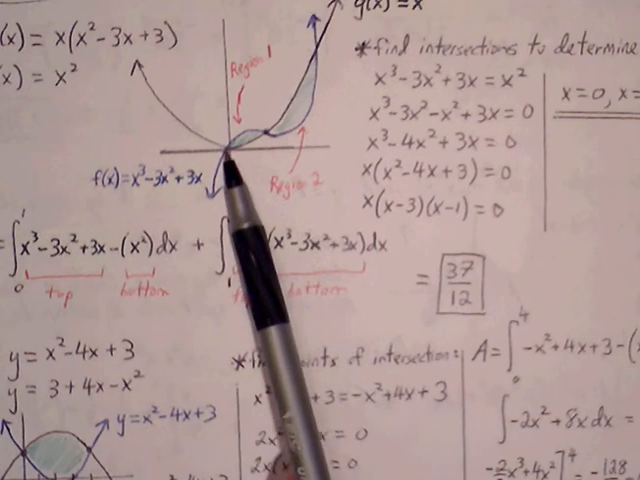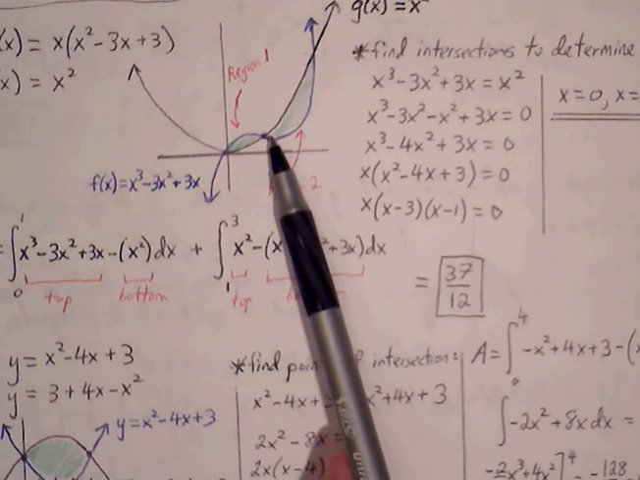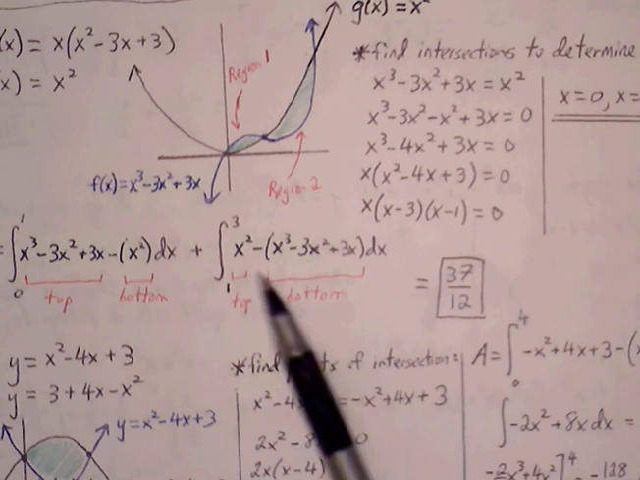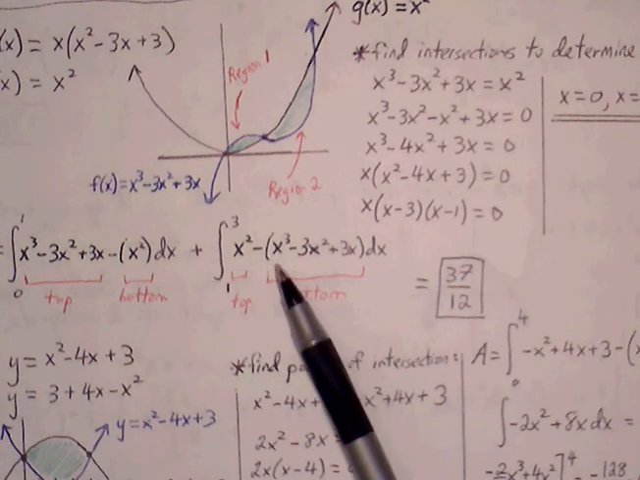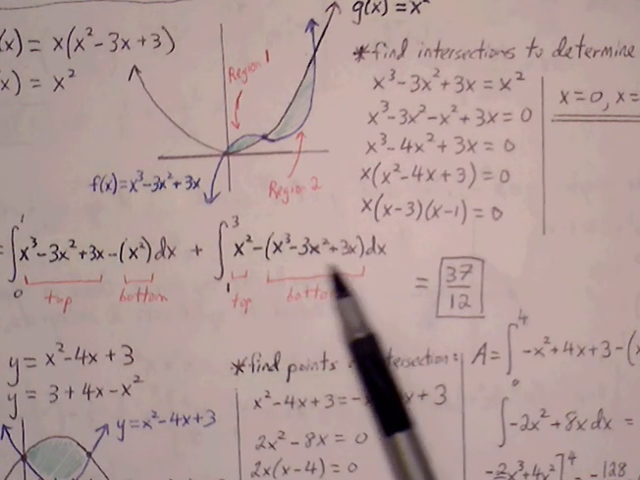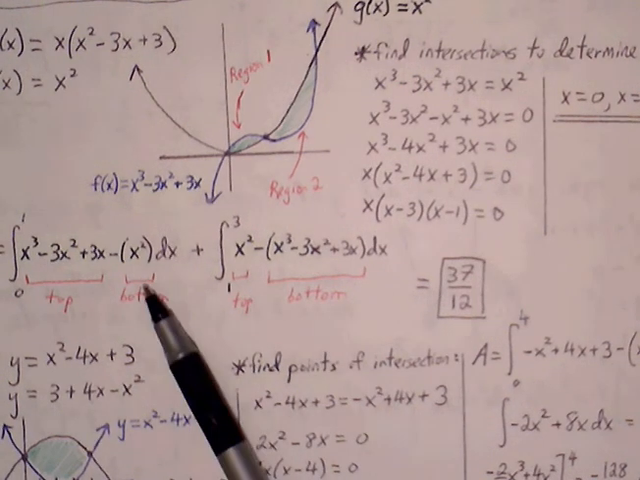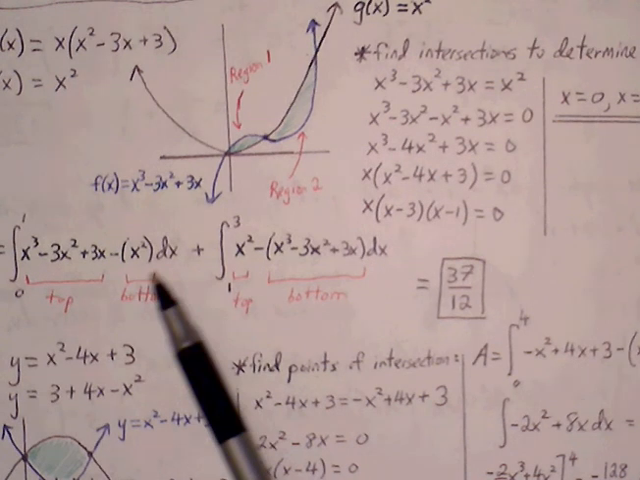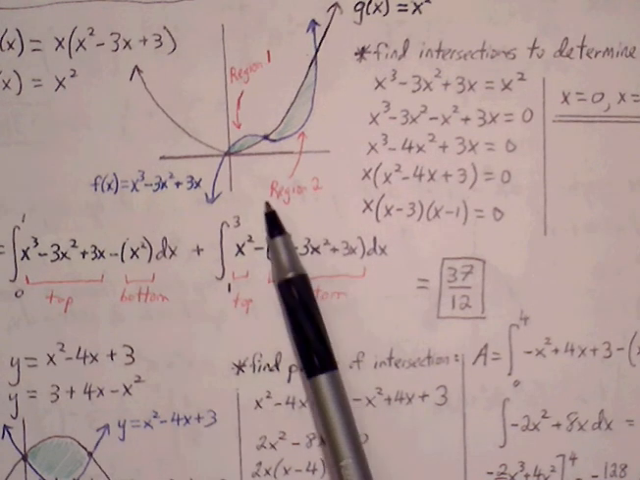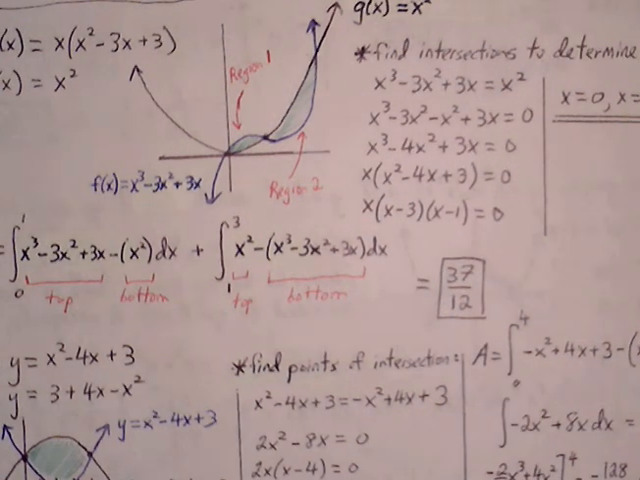Let's move on to the second region. Now the top curve in this portion is going to swap. So my top curve is now x squared, and my bottom curve is the x cubed minus 3x squared plus 3x, this cubic function. Okay. And I'm not going to go through all the work here, but if we go through power rule, evaluate between upper and lower bound, and that will come out to be 37 over 12.